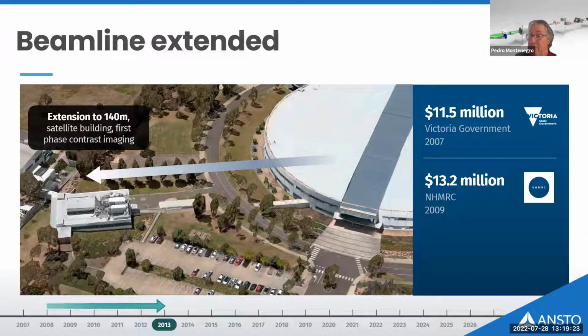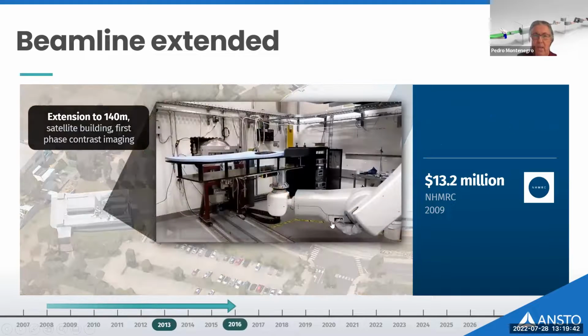The Victoria government gave us extra, to a total of 11.5 million. And then the NHMRC gave us 13.2. This led to an extended infrastructure and being able to image in a new building, a 3-story building at 140 meters. Then we were able to equip, still with the 13.2 million of NHMRC funding, which we got in 2009, the Beamline, not with the bed that came later.